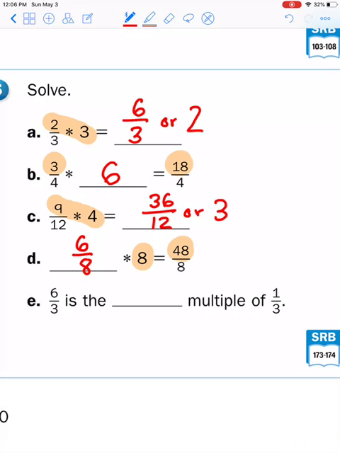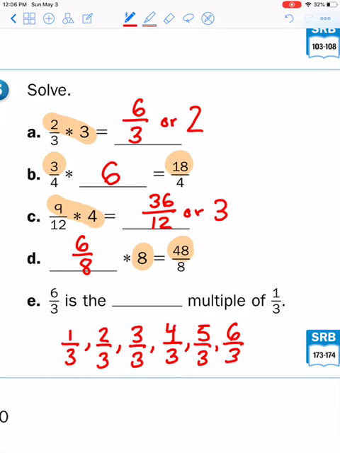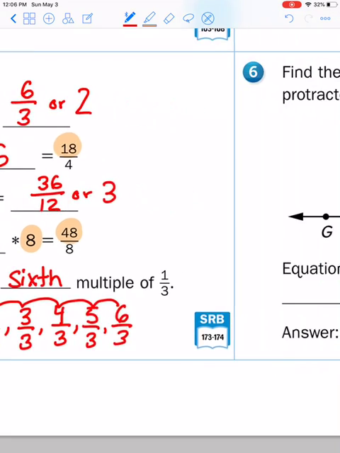6/3 is the what multiple of 1/3. So they're talking about using unit fractions and figuring out multiples. So 1 times 1/3 is 1/3. And then 2/3, 3/3. These are all multiples of 1/3. 4/3, 5/3, 6/3. So I know it's 1, 2, 3, 4, 5, 6. It's the 6th multiple of 1/3.